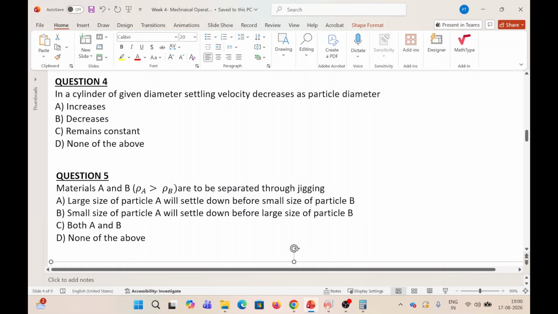It's going to be both A and B, right? Because in case of this jigging condition, there are chances of both: for large size of particle A to settle down before small size of particle B, and small size of particle A to settle down before large size of particle B. So both are correct.